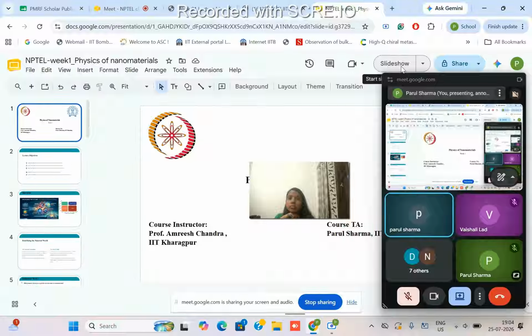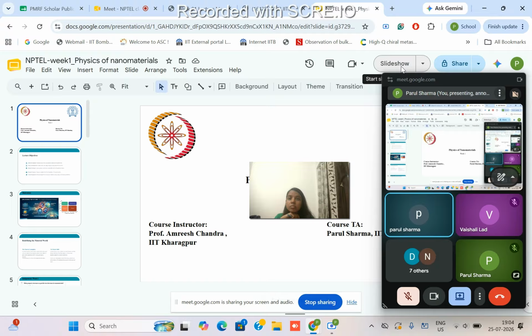So here we are transitioning from bulk to nano. So here you can see that this is a 10 centimeter size. Obviously, what is the definition of the nanomaterial? At least one of the sizes should be lesser than 100 nanometer. It should be in the range of 1 to 100 nanometer.